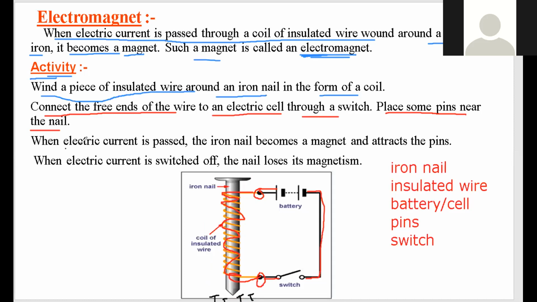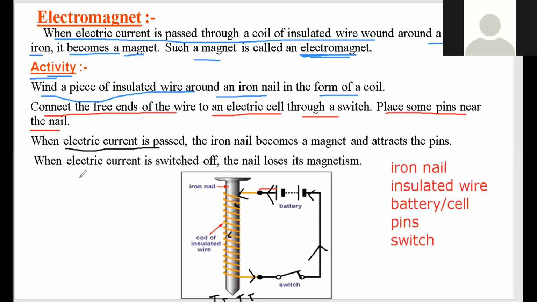Means when the electric current is passed. So to pass the electric current, we have to switch on. When the switch is on, the current will start flowing through this wire. I'm showing you the direction of current. As we know, the current flows from positive to negative. So this is positive. The current will start flowing from the positive side through all this wire to the other side, and it will finally reach the negative terminal of the battery.